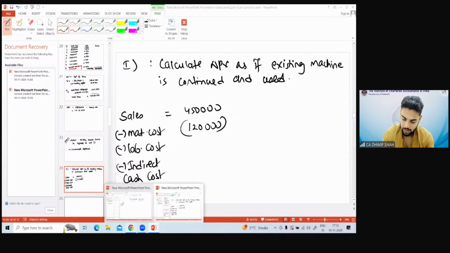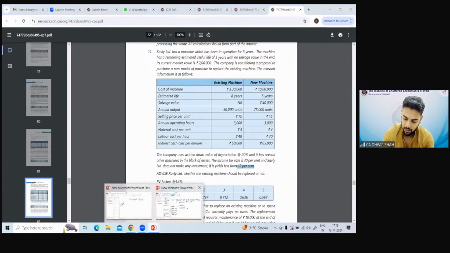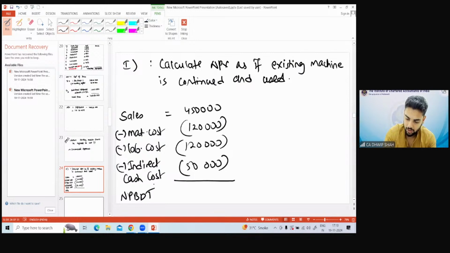My labor cost is how much? It is per hour basis. And annual operating hour is 3,000. So 3,000 into 40, again 120. And indirect cash cost is 50,000. So when I say my NPBDT comes to 450 minus 270, yes or no? 180. Correct?